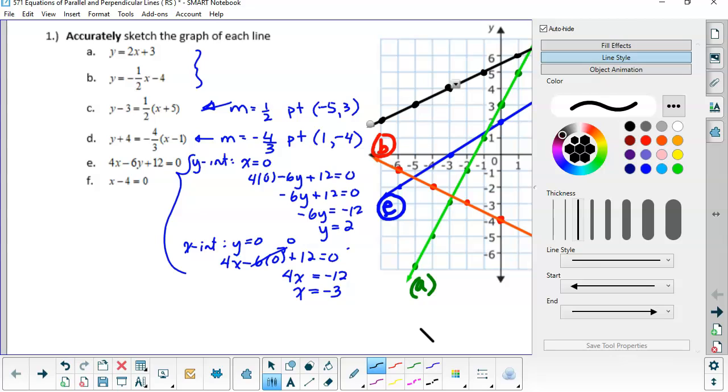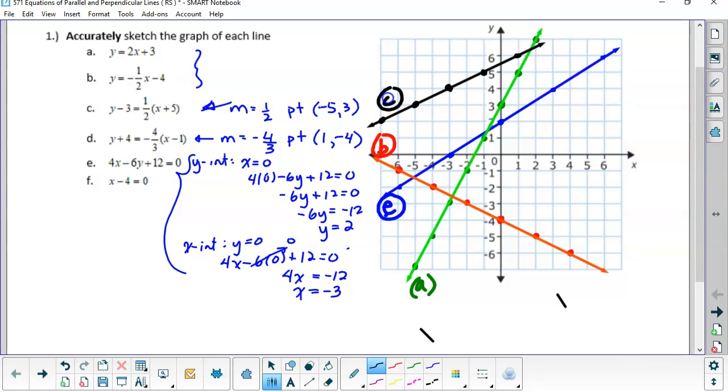That was C. And then 1, -4 is here. And then the slope of -4/3. So down... notice how I run out of space. Down 4 to the right 3, it'll be somewhere around here. That's why I have to go the other way. So up 4 to the left 3.